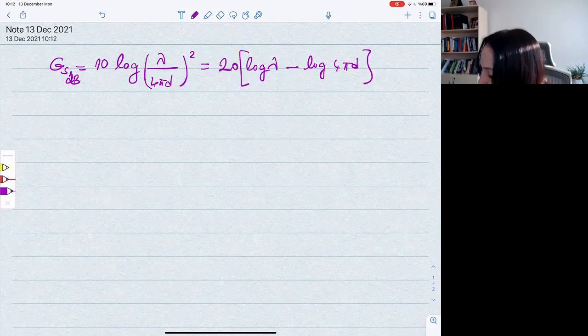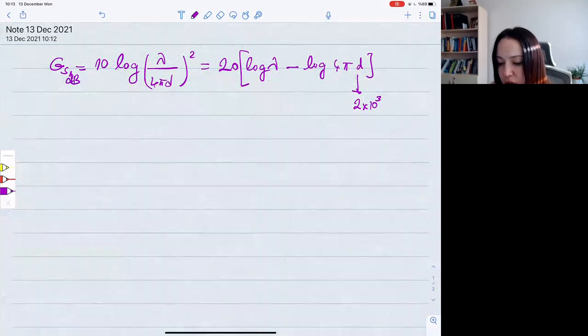What is D? It's 2 kilometers, 2 times 10 to the 3 meters. Okay, so log 4 pi d, make a rough computation, 12, 24, 30 plus log.